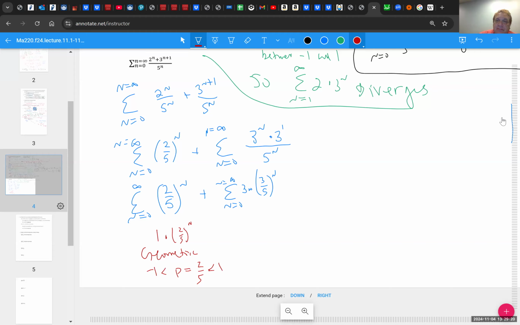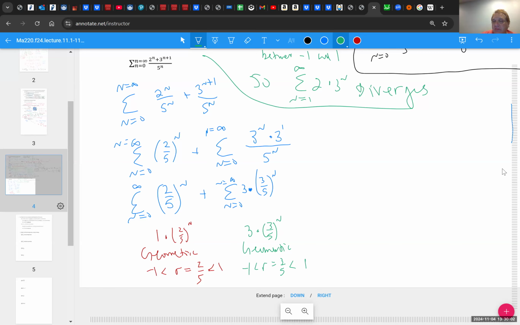What about the second one? The second one, this is a times symbol, by the way. Looks kind of messy, but it's 3 times 3/5 to the n. This is also geometric. The 3 is our constant value c. Our p, oh, not p. Why did I say p? It's our r, right? We're using r for the base value. R was 2/5 before. So in this case, r, if I can get my letters straight, is 3/5, and 3/5 is also indeed between -1 and 1.